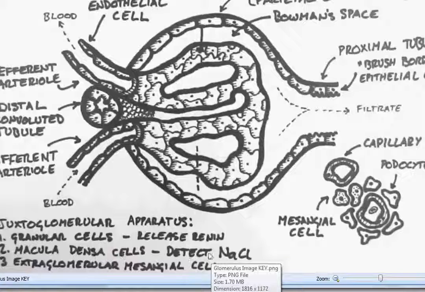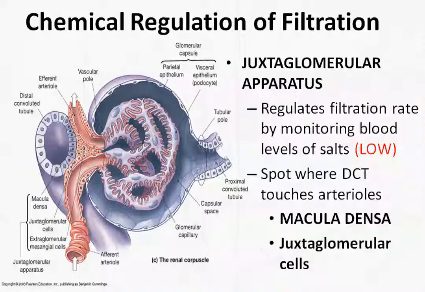The macula densa cells are detecting the sodium chloride, and again, those are these guys here that are lining the distal convoluted tubule that is touching the afferent and efferent arterioles and the cells that are kind of in between there making up this apparatus.